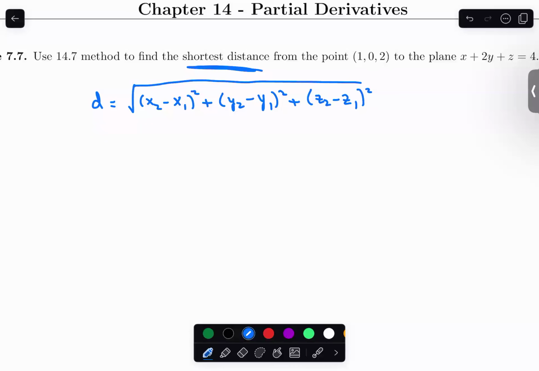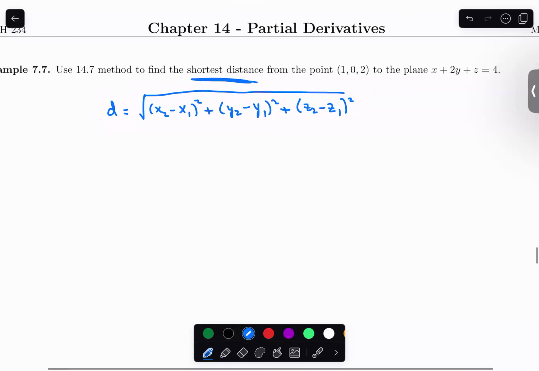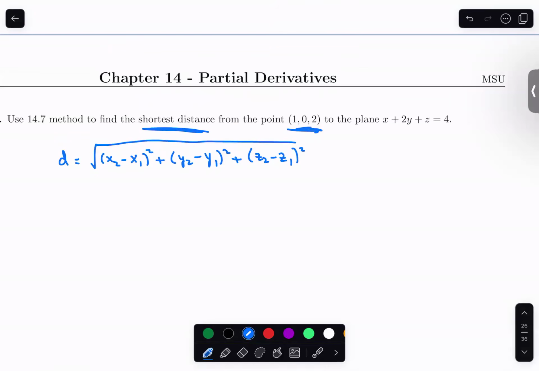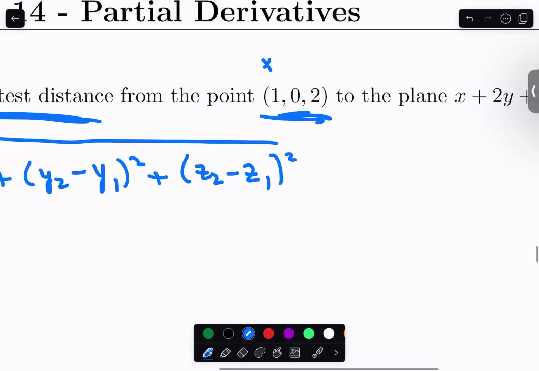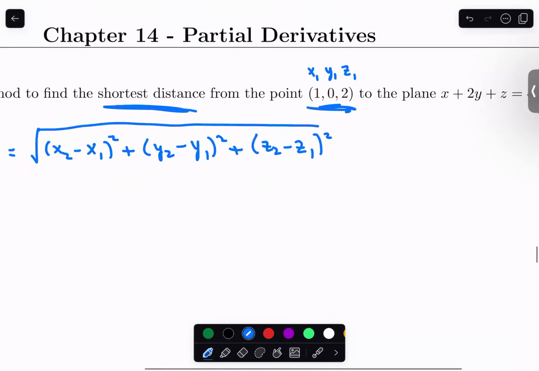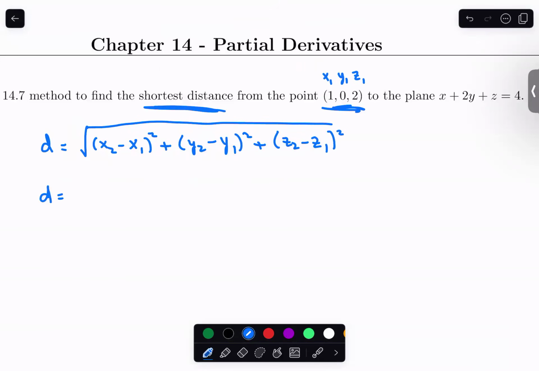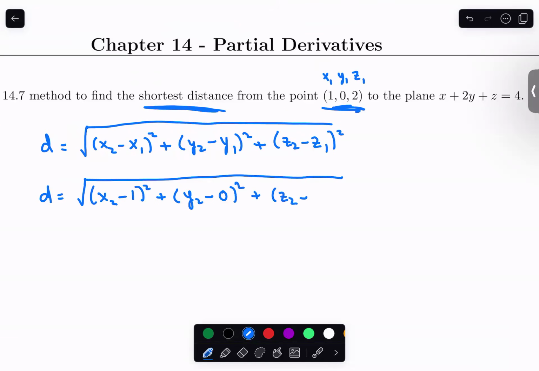So hopefully I can plug in some specific things. Well, one thing that I see here is that one of our points is fixed, right? So let's go ahead and say that this is my x1, y1, z1. And I can plug in those specific values. So I'm going to get the distance now, not from 2 random points in space, but right now we have 1 random point in space, and the other point is going to be fixed. 0 and z2 minus 2. All right, so now I'm down to 3 variables.